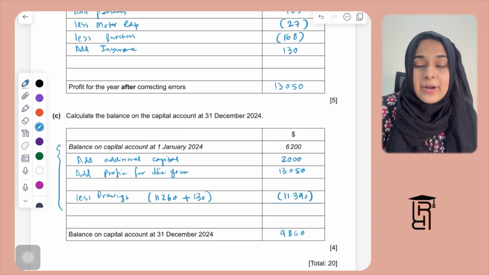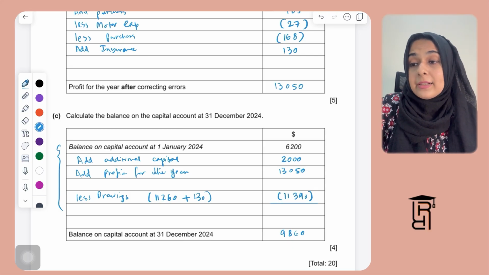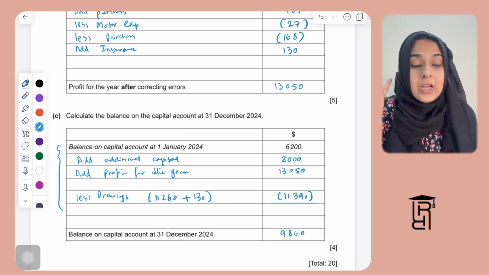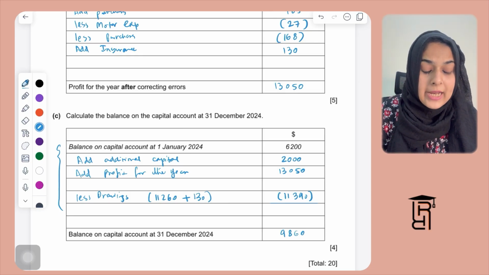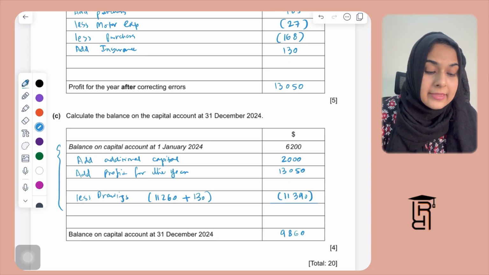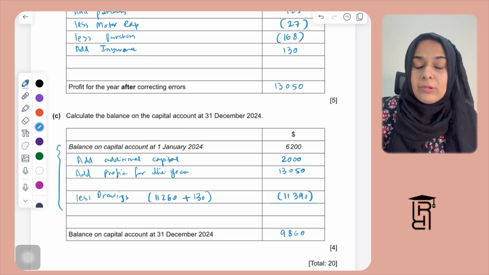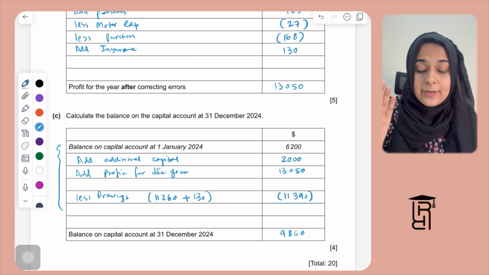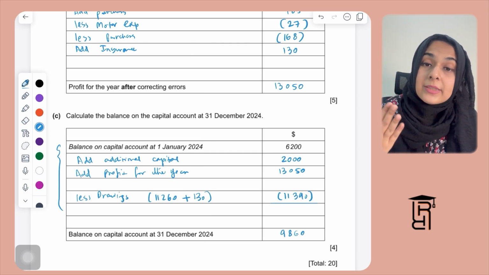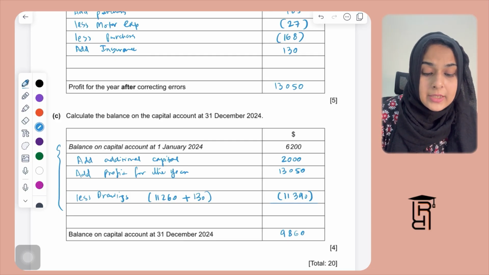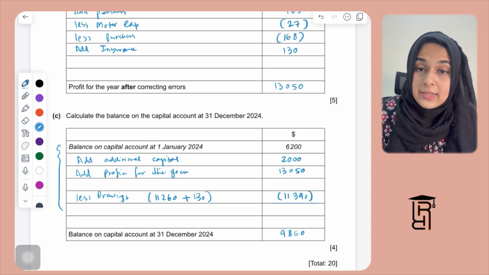And then I'm going to subtract drawings, because drawings is something that the owner has taken out from the business, so it's not part of the business anymore. So that is going to decrease my capital, and then I'm going to calculate the new capital, that is the capital at the end of the year. So this is basically the capital section of the statement of financial position. Capital at start, add additional capital, add profit for the year, less drawings is equal to closing capital.